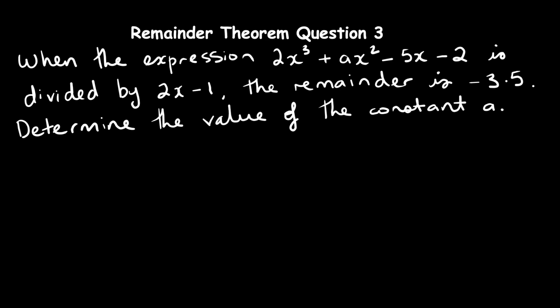All right, so this one reads, when the expression 2x cubed plus ax squared minus 5x minus 2 is divided by 2x minus 1, the remainder is negative 3.5. Determine the value of the constant a. So one thing ugly about this question is the remainder. We should be able to work though. So let's see if we can work.